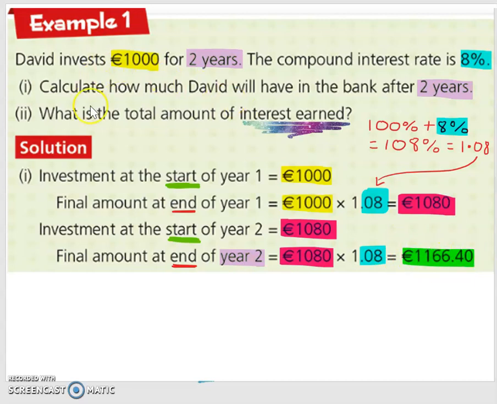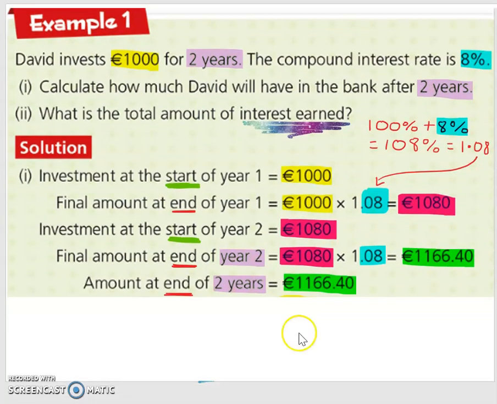So we were asked to calculate how much David will have in the bank after 2 years. That means at the end of 2 years, he's going to have €1,166.40. So his amount at the end of 2 years is €1,166.40. Question 2, what is the total amount of interest earned?